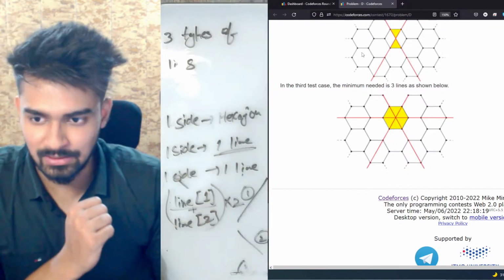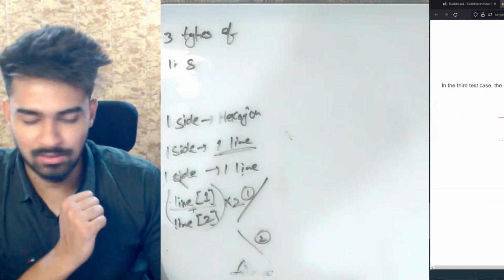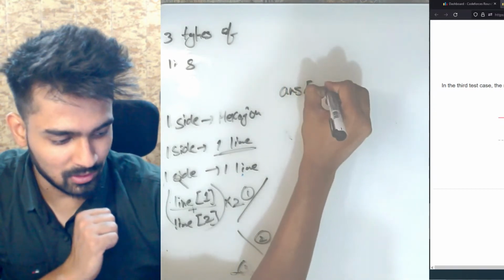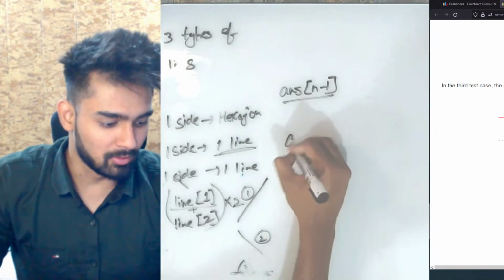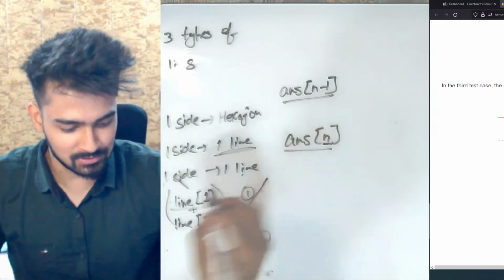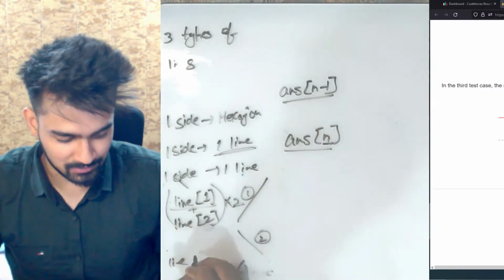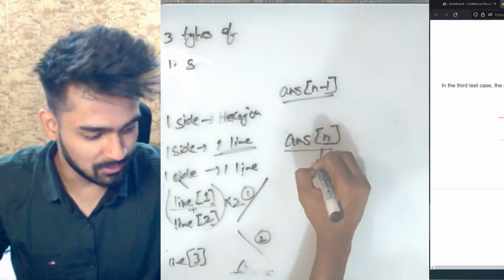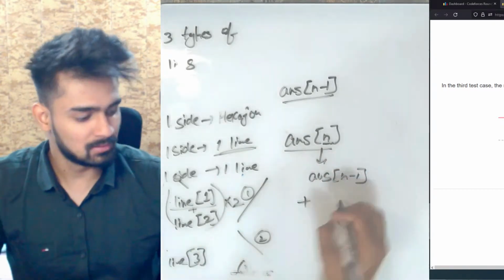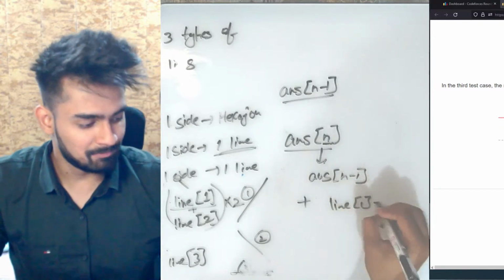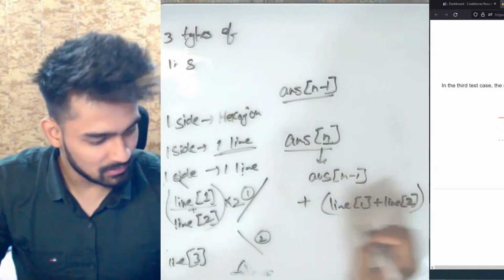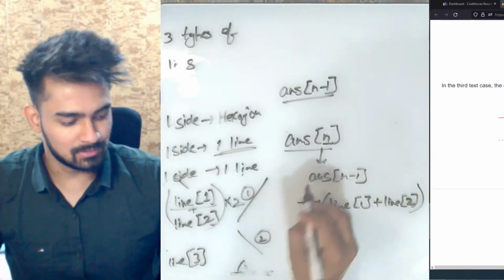Essentially, let's say you have already stored the answer of n minus 1, all the triangles you could make using n minus 1 lines. Now, in answer of n, when you are making the nth line, and let's say the nth line is of type 3, the answer will be all the triangles you could get from answer of n minus 1, plus the number of lines you had of type 1 plus the number of lines you had of type 2, times 2. This is for answer n.